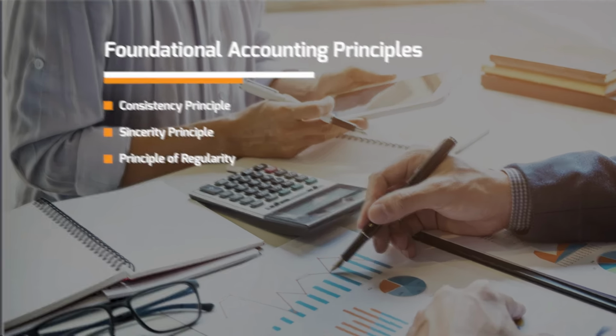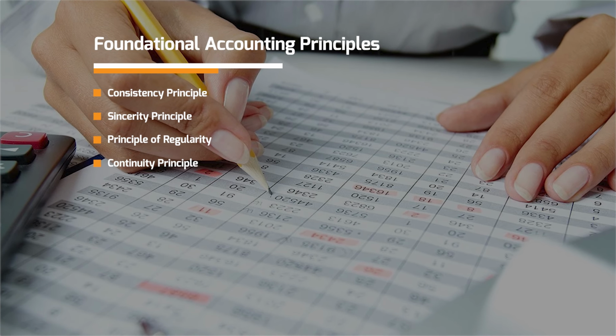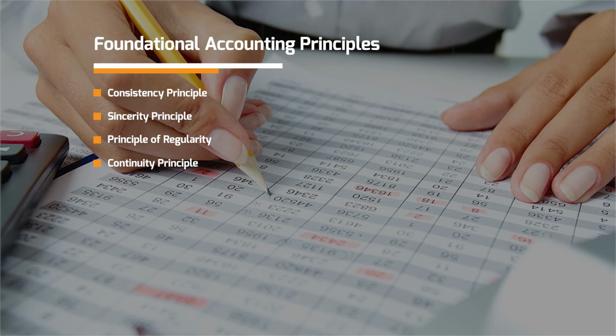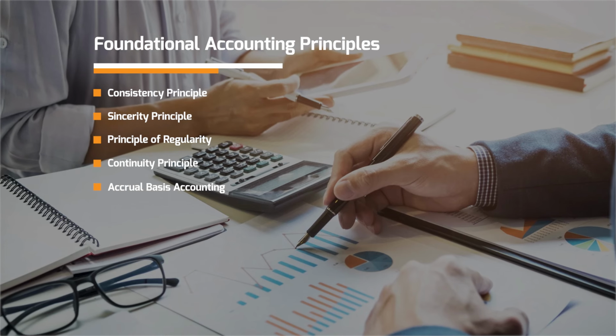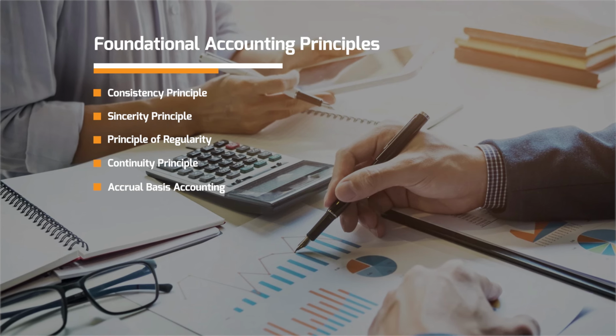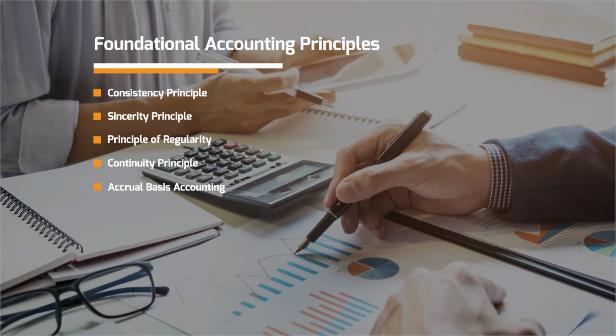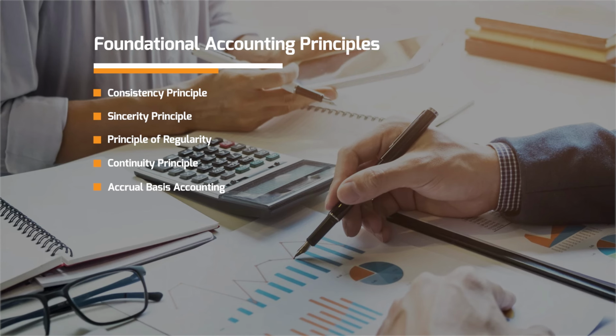There's the principle of regularity, which requires adherence to standardized accounting rules like the GAAP for fairness and comparability. The continuity principle assumes the business will operate indefinitely, valuing assets based on current operations rather than speculative future plans. The accrual basis accounting records revenue and expenses when incurred, not when cash changes hands, in contrast with cash basis accounting, which recognizes transactions upon payment.